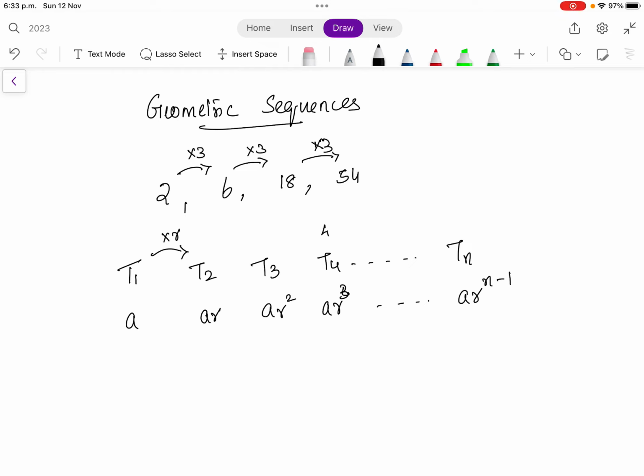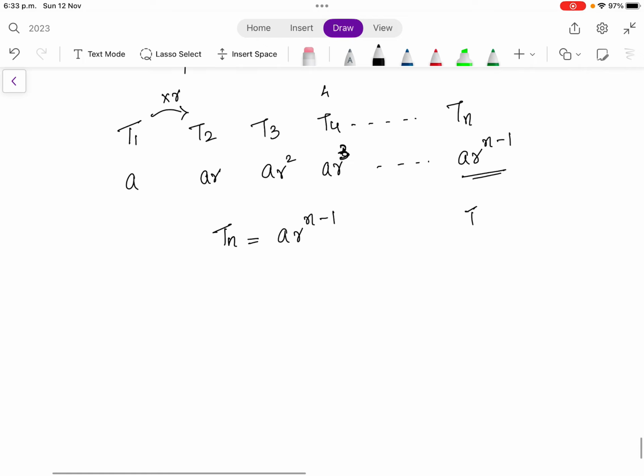So the fourth term is ar to the power of 3. So that is why it is ar to the power of n minus 1. So what you have is tn, the nth term of a geometric sequence, is ar to the power of n minus 1. Okay. Now in the case of arithmetic series, it is a plus n minus 1 into d. Okay, so that's a difference which you have to remember, which you will use to distinguish between the geometric and the arithmetic series.